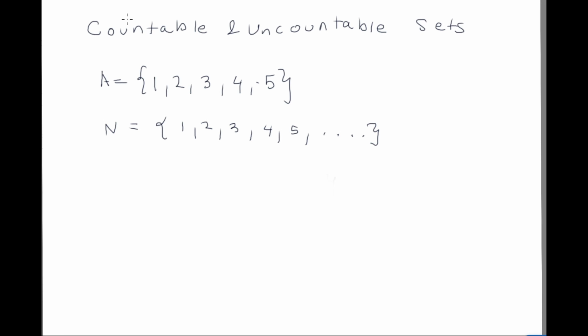Countable and uncountable sets. In the world of mathematics, we often have sets of objects. The number of elements in the set can either be countable or uncountable in the case of some infinite sets. Let us look at the cardinality of a set. If we have a set of n elements, then the cardinality of the set is n.